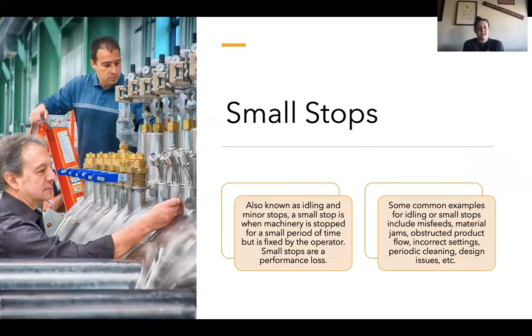The next is small stops, which are also known as idling or minor stops. It's when machinery is stopped for only a small period of time and it can be fixed by the operator. Some common examples are material jams or obstructed product flow.